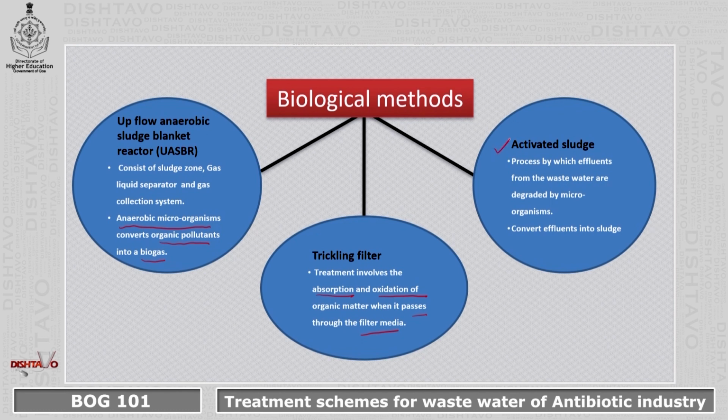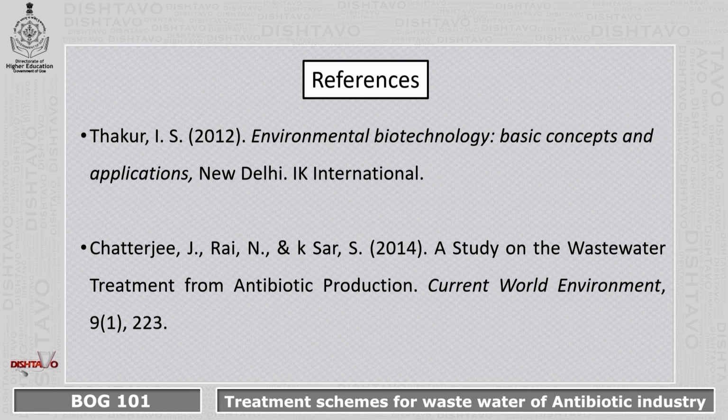The next method is activated sludge. It is a process by which the effluents from the wastewater are degraded by microorganisms which will convert the effluent into sludge. These are the references of my module.